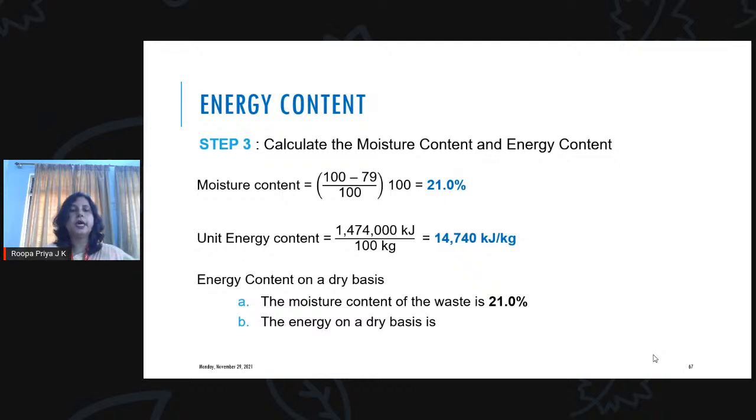So this is how you calculate. And then using this moisture content, you can easily calculate the energy on a dry basis. So energy on a dry basis can be calculated as such. Now you have the unit energy content. You also have the moisture content. You just have to use these values and also the mass of your solid waste. Using all these values, you can calculate the energy content on a dry basis. So here you have three different calculations. One is the calculation of moisture content. The second one is the calculation of unit energy content. And the third one is the calculation of the energy content on a dry basis. So three different calculations in this step 3. Please remember this.